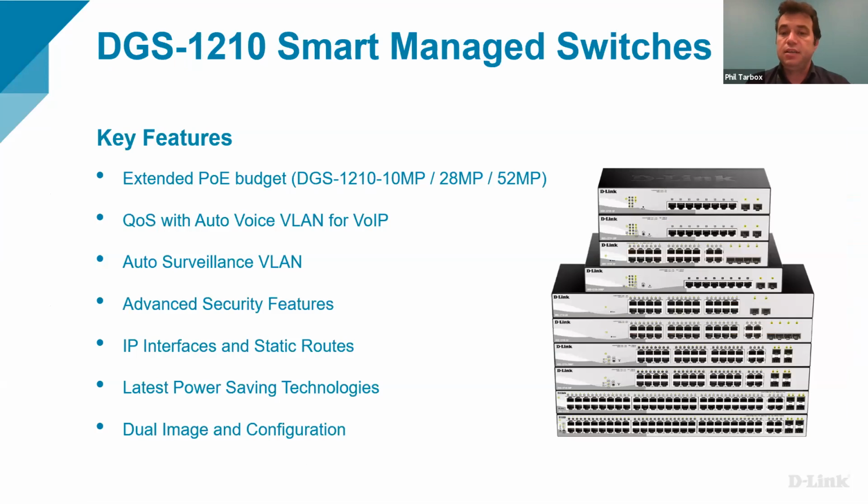DGS 1210 series of switch. This is far and away our most popular series of switch today. And all of these features that you can see here are available in our entire range of switching going up from the 1210. Certainly things like auto voice VLANs, auto surveillance VLANs. These features are very, very useful for people that are wanting to go and get networks up and running very, very quickly.